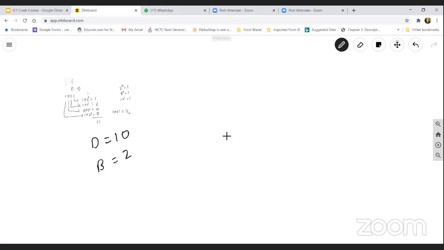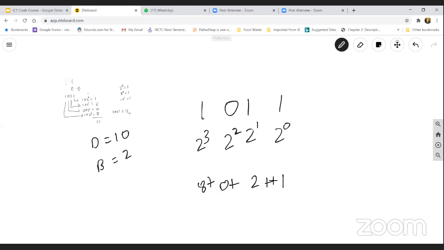Okay. So 2 to the power 0, 2 to the power 1. I already told you, 1, 1, 1 means this is 2 power 0, this is 2 power 1, this is 2 power 2, this is 2 power 3. So this value we can directly solve: 1 plus 2 plus 0 plus 8. You can do it like this also, based on the position only. Yes, ma'am. Right.